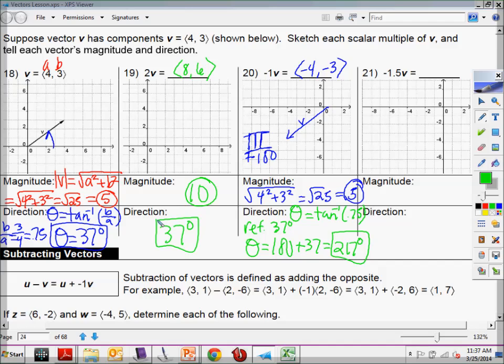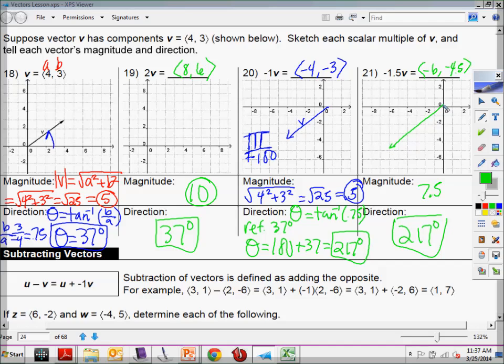-6 and -4.5. And my magnitude is 7.5. And my direction is... let me see. Hold on. Okay, so compared to number 20, oh, I didn't graph it. Sorry. It's between 82 degrees and 83.